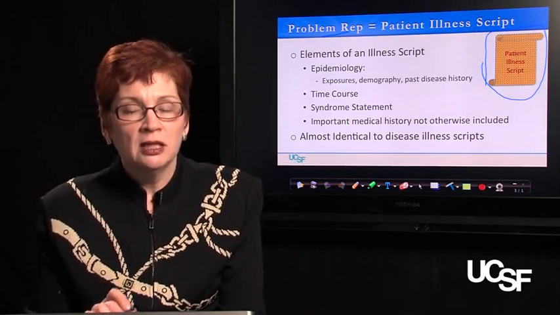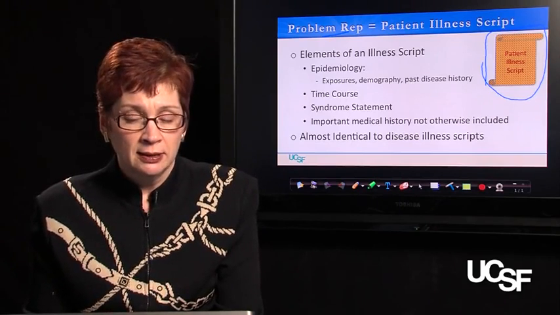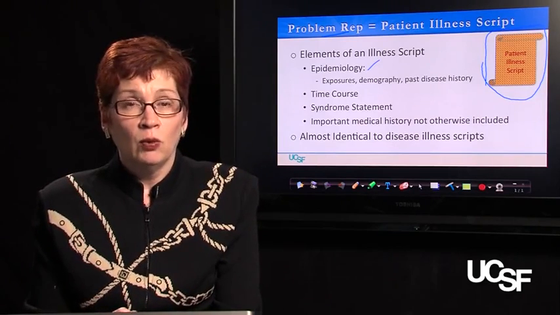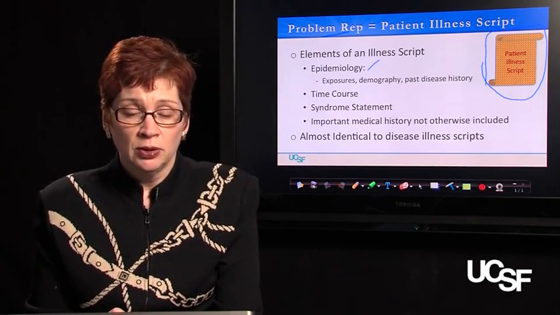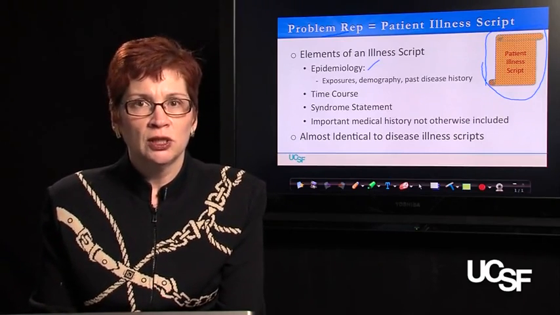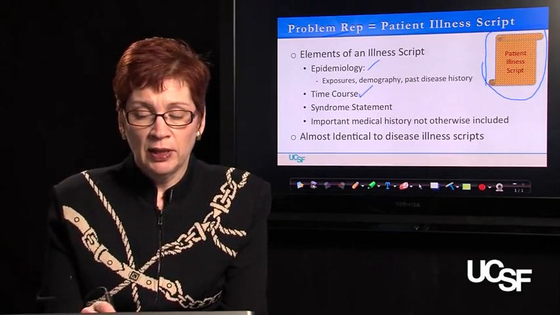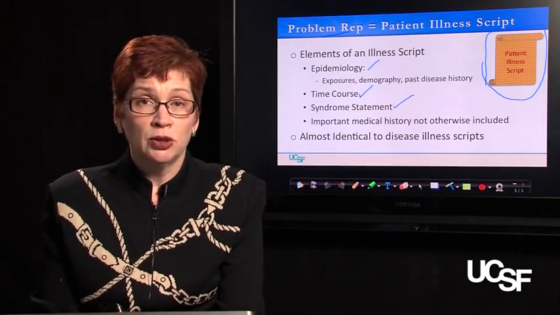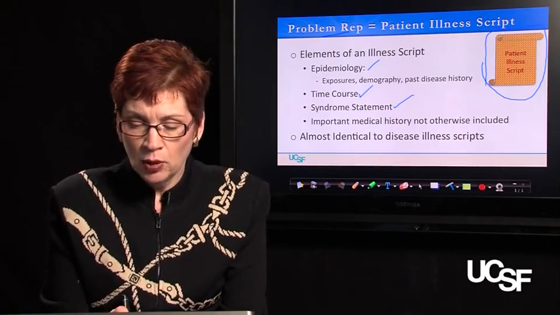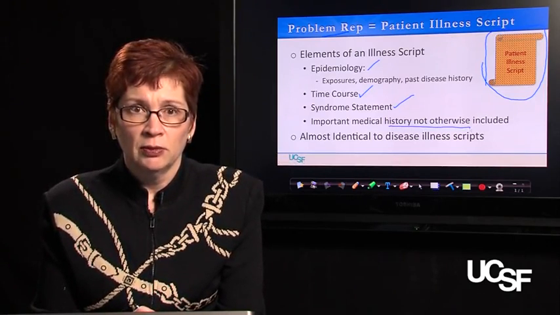And the elements of the illness script for the patient are very similar to the elements of the illness script for a disease. There'll be an epidemiology statement, and that will be a description of what we think as clinicians are the most important demographic feature, exposures, or past history relevant to the patient's current chief complaint. A statement about the time course of the patient's illness, a statement about the signs and symptoms that we think are most important to as high a level of specificity as possible. And then important medical history that's not otherwise included or relevant to the current acute complaint.